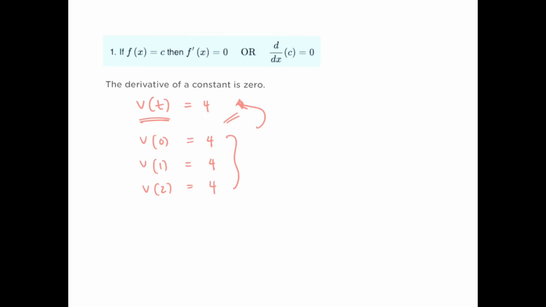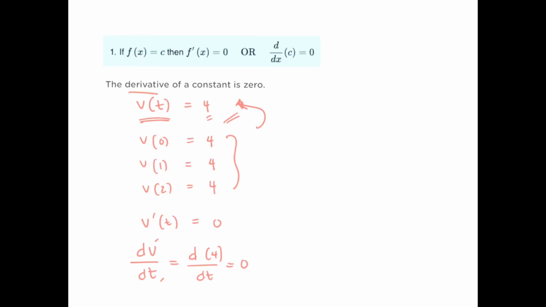So if we are going to get the derivative of that function, we could either write it this way, the derivative of the velocity, that is equal to 0. Or we could also write it this way, the derivative of velocity with respect to time. This is how we write it. Again, the derivative of velocity with respect to time would be equal to the derivative of whatever velocity is equal to. So originally, that's equal to 4. So we say the derivative of 4 with respect to time is equal to 0.